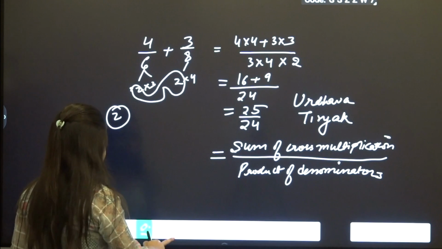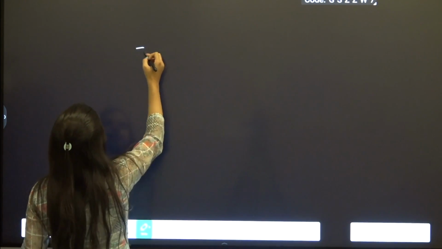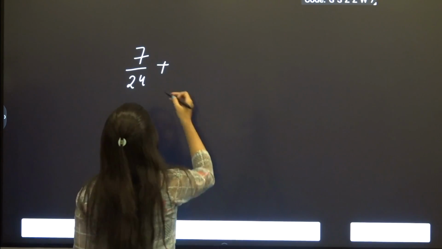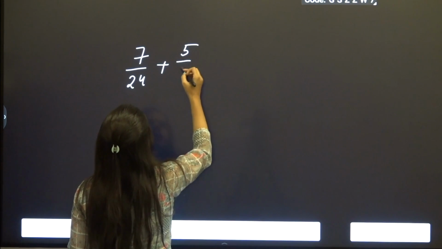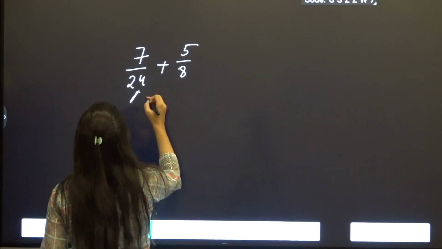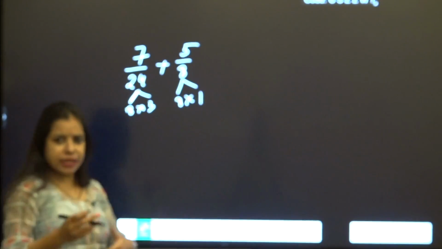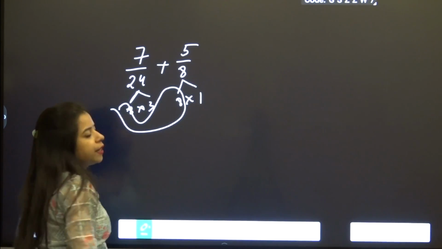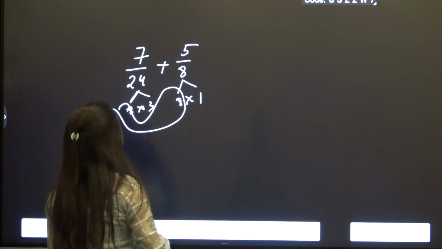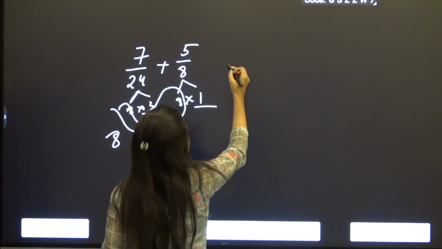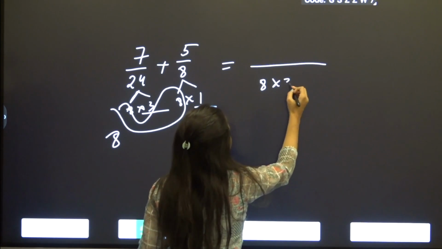Let's take another example. Say 7 by 24 plus 5 by 8. Okay. So, here we can see that 24 is 8 into 3 and 8 we can just write as 8 into 1. Okay. So, now what we can do is we can take 8 common. Okay. So, we can take 8 common and left out is 3 and 1. So, this can be written as 8 into 3 into 1.